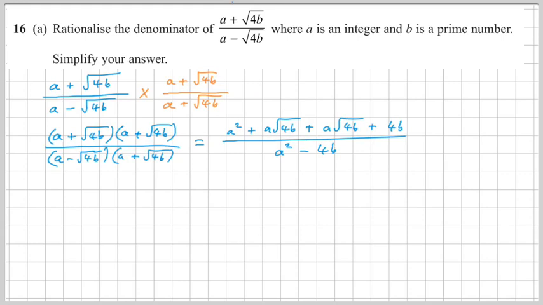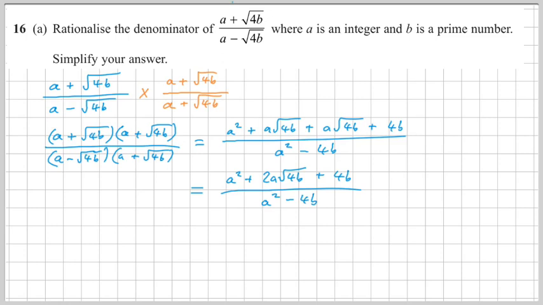Okay, all that remains then, it seems, is just to combine these. We've got these two terms are the same. So you've got one lot of a root 4b plus another lot of a root 4b. Well, that's two lots of a root 4b. Just put the denominator in. It feels like that should be the final answer now.